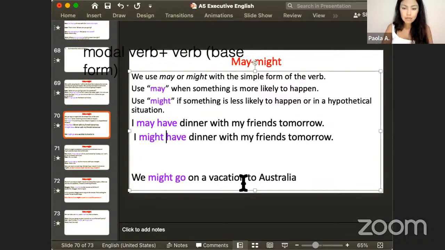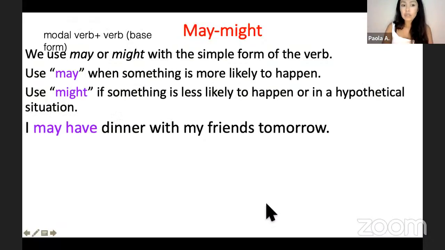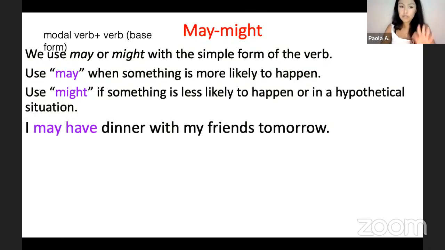I might have dinner with my friends tomorrow. Because we're talking about possibility, "may" is implying that it's a little bit more sure to happen. So, I may have dinner with my friends.